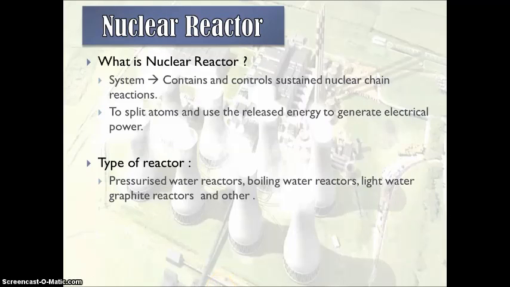What is a nuclear reactor? A nuclear reactor is a system that contains and controls sustained nuclear chain reactions. It is also used to split atoms in a controlled reaction and use the released energy to generate electrical power. There are several types of reactor: pressurized water reactors, boiling water reactors, light water graphite reactors, and others.